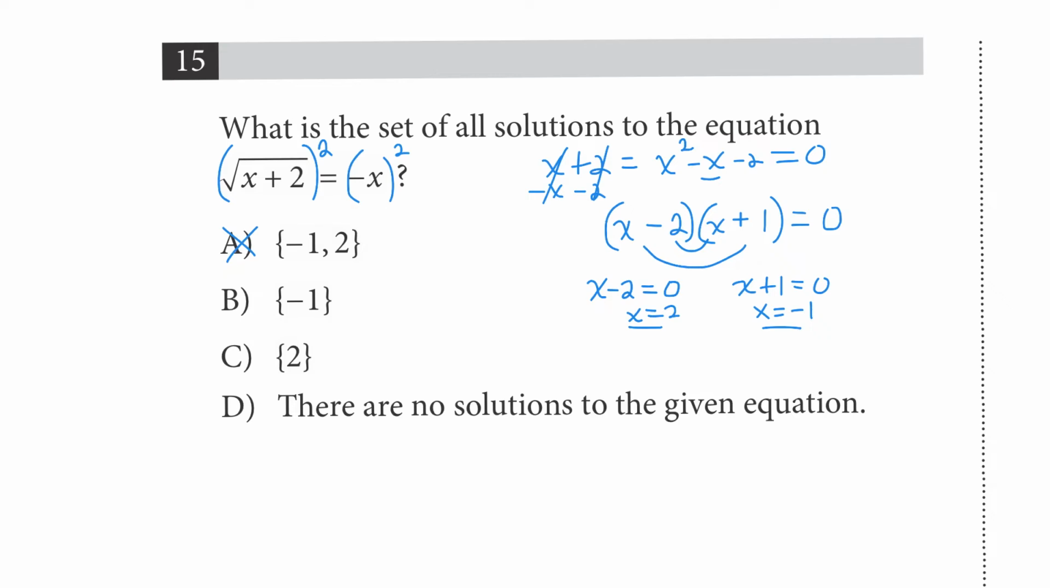Why is it wrong? Well, whenever you have radical equations like this, you need to plug it back in and check to see if it works. If I plug a 2 back in here, 2 plus 2 is 4, so I have the square root of 4, which is 2, and that's equal to negative 2. Well, no, it doesn't. So this does not work. This is actually called an extraneous solution.